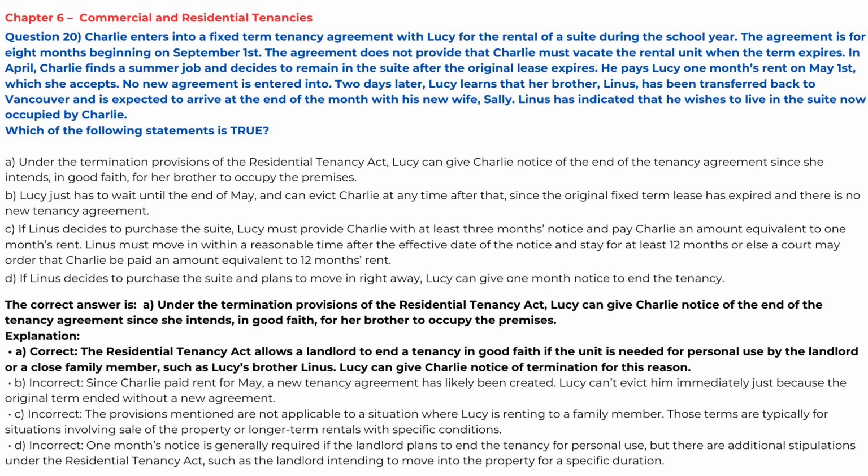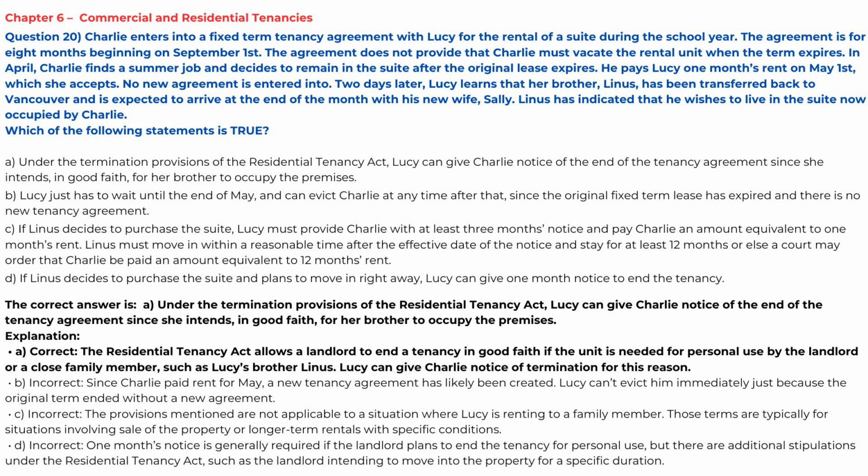2 days later, Lucy learns that her brother, Linus, has been transferred back to Vancouver and is expected to arrive at the end of the month with his new wife, Sally. Linus has indicated that he wishes to live in the suite now occupied by Charlie. Which of the following statements is true? The correct answer is A.